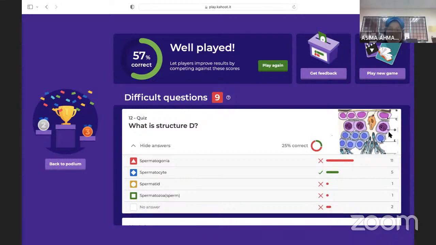Beza kan? So D tu besar. So besar because of growth. Alright. So growth therefore D, because spermatocyte, right, mesti dia besar sebab dia adalah the result of growth of the spermatogonia. Alright, so therefore D is primary spermatocyte. Okay. Alright, next.